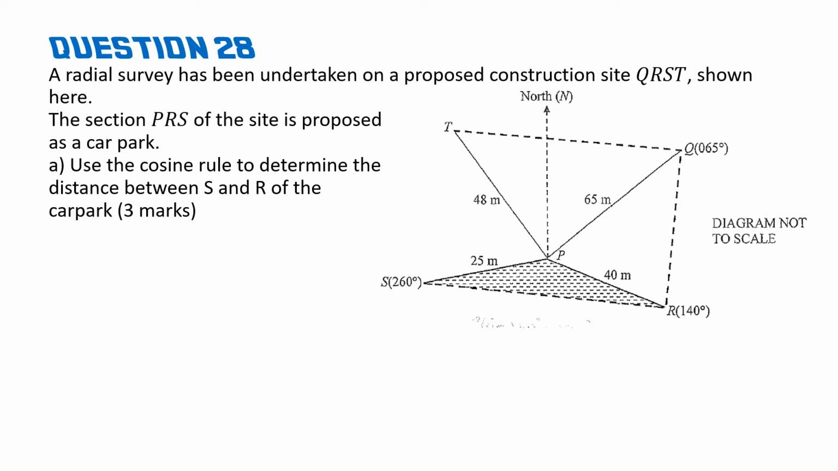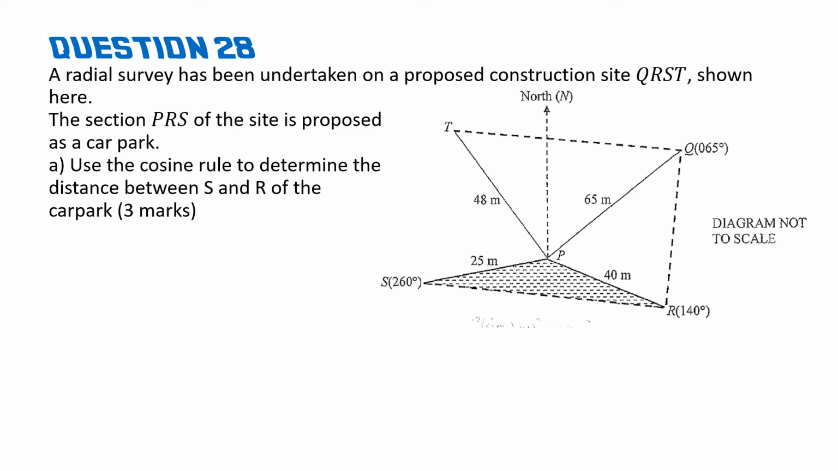Question 28. A radial survey has been undertaken on a proposed construction site labelled QRST as shown in the diagram. The section PRS, which is shaded, of this particular site is going to be proposed for use as a car park. We want to use the cosine rule to determine the distance between S and R of the car park. Now, this question is nice and easy in the sense that it tells us to use the cosine rule.